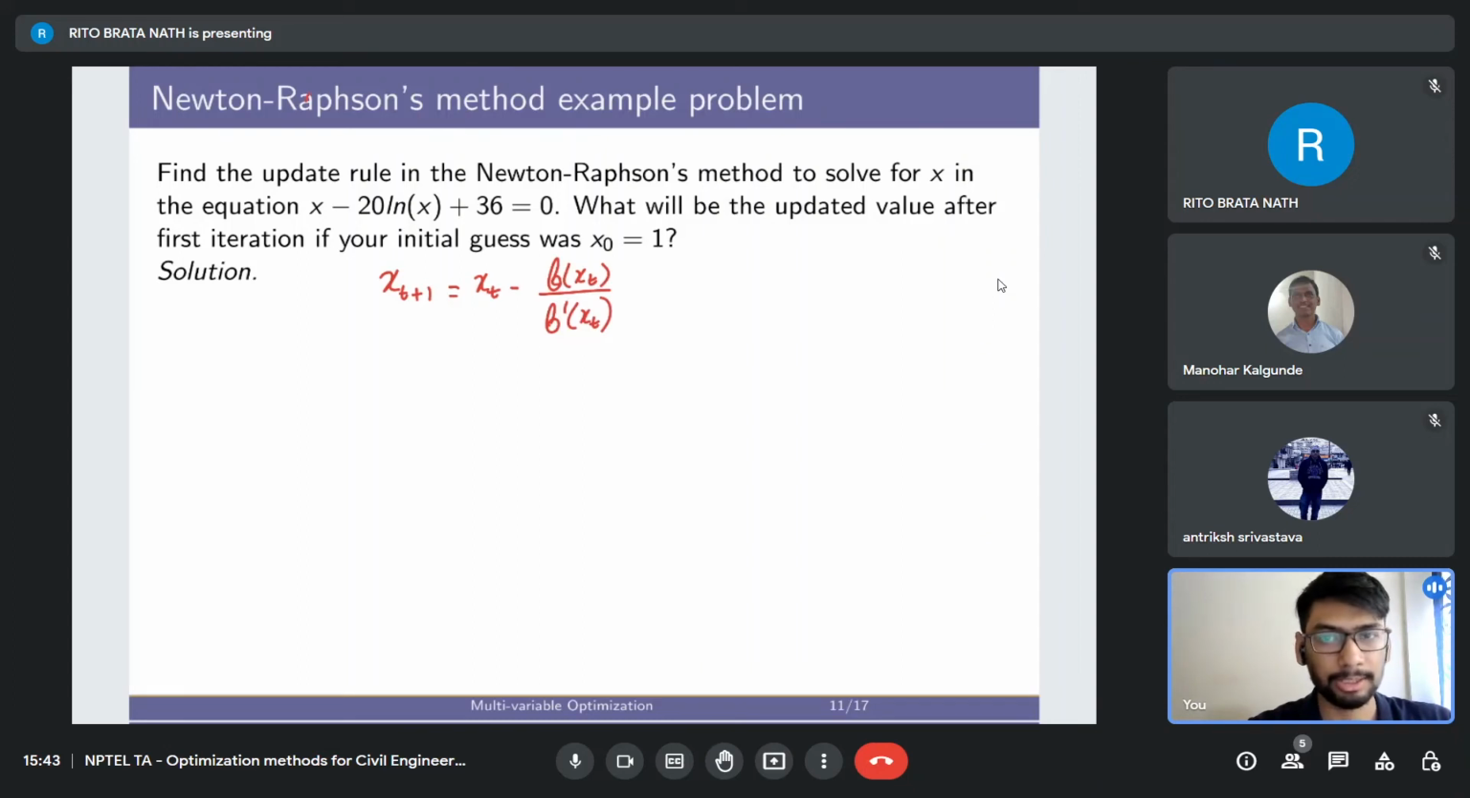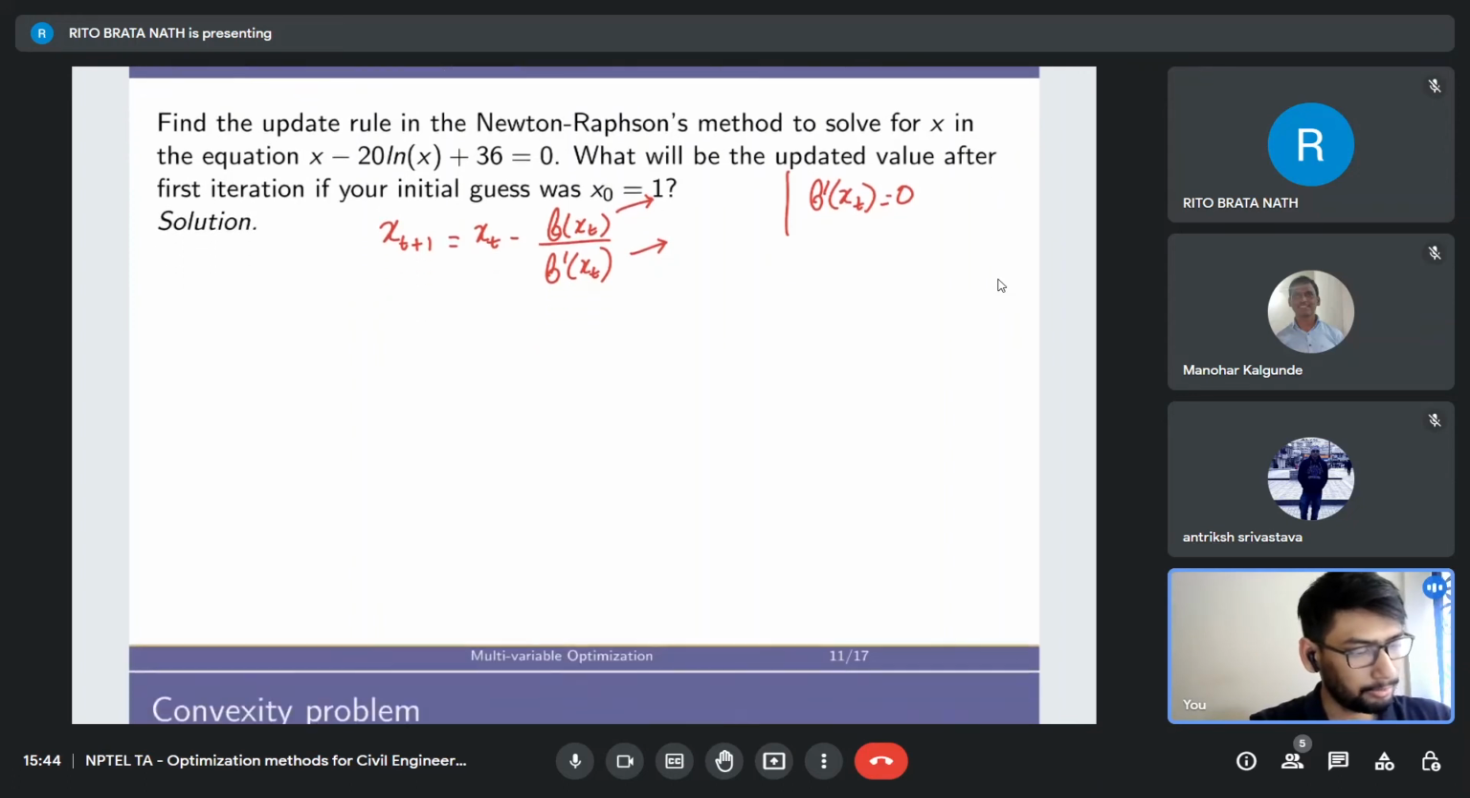In Newton's method, probably what you are asked is to solve for a minima of a function. For that condition, your f prime of x naught or xt has to be 0. That's why you have a first derivative in the numerator and second derivative in the denominator. But whenever you are asked to solve an equation, you have this kind of an expression.